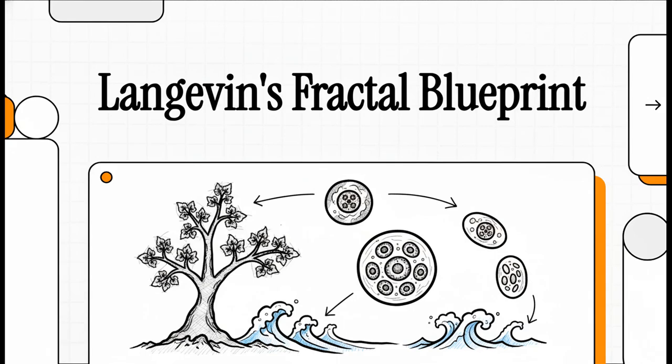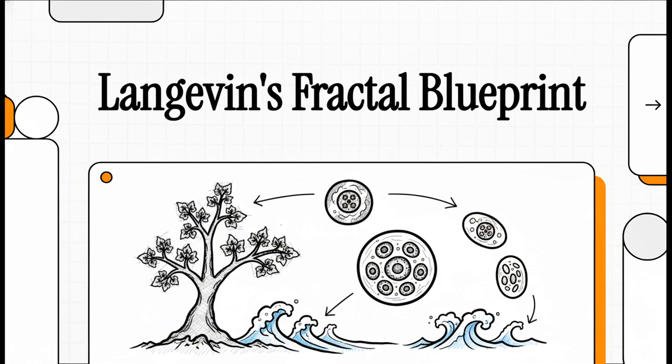Have you ever really looked at a coastline? I mean, really looked? The closer you get, the more jagged and complex it becomes. Or think about a tree, how its big branches split into smaller ones and those split into even smaller ones, repeating the same basic pattern. Well, today, we're diving deep into the hidden mathematics behind these beautiful, infinitely complex shapes.